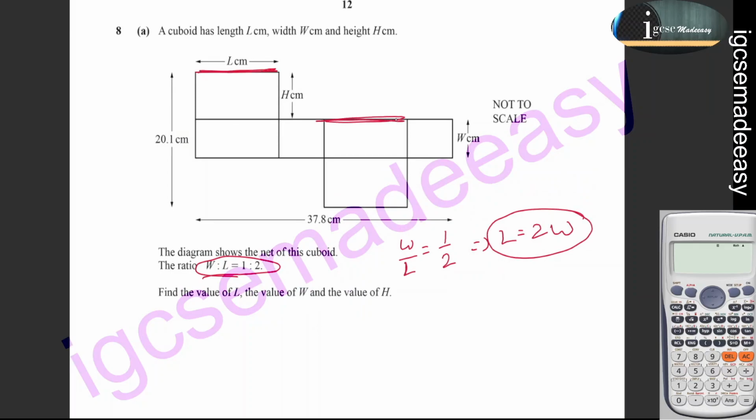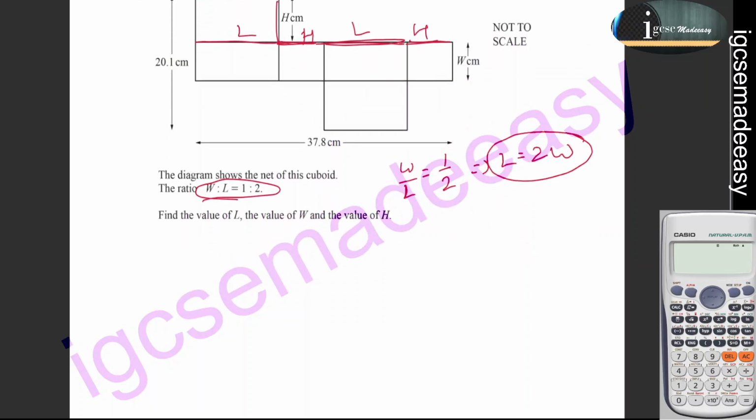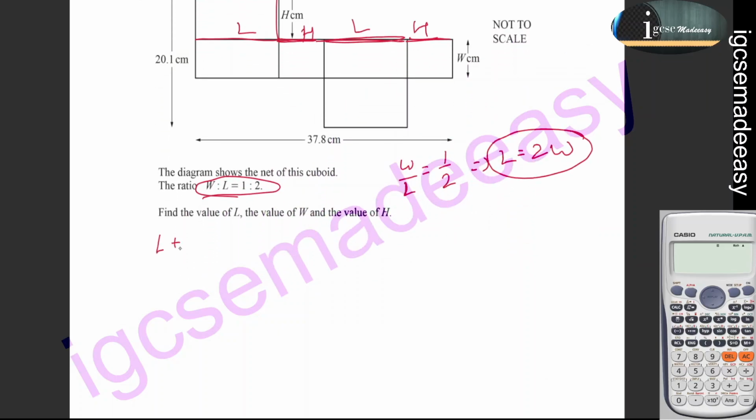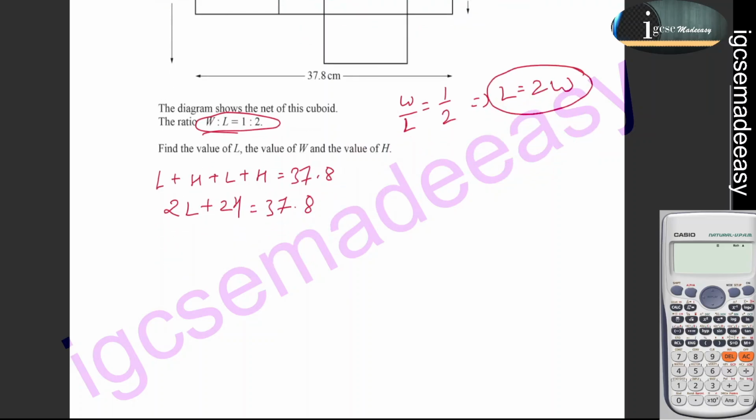Now see, this length is L, right? This length will also be L. This length is H, so this length will also be equal to H, and this length will also be equal to H. So the total length, we can say, is L plus H plus L plus H plus L plus H equals 37.8, or we can write it as 2L plus 2H equals 37.8.